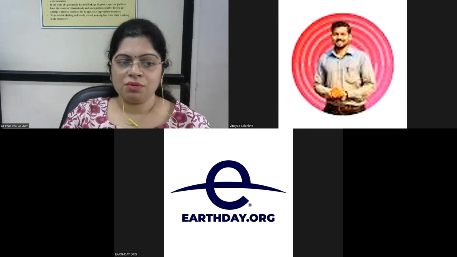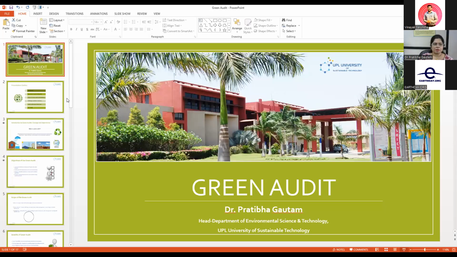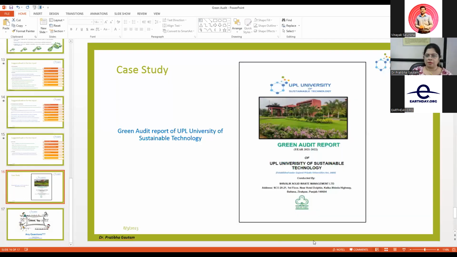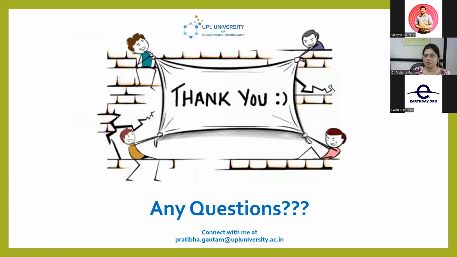I hope through this session I was able to give a little glimpse of how a green audit should be conducted and how it looks. So this was about the green audit report of our university, and I hope the process is a little bit clearer now: what the objectives are, and what things we need to cover to call it a green audit. Just counting the trees in your campus is not a green audit. Green audit does not mean the trees.